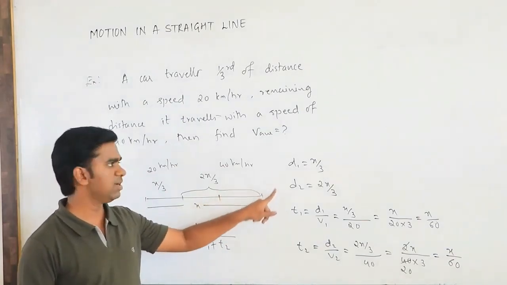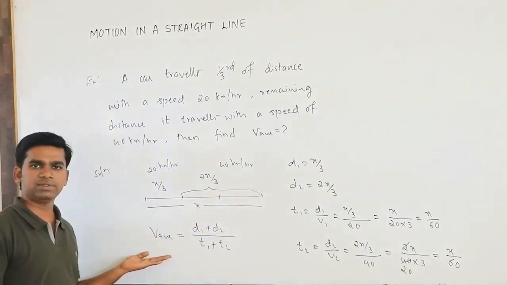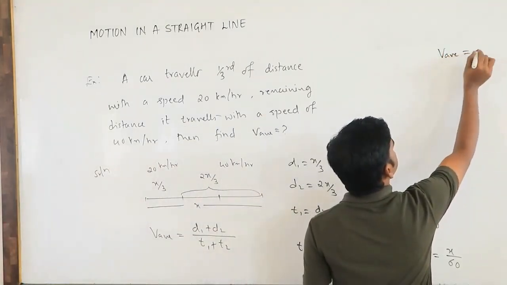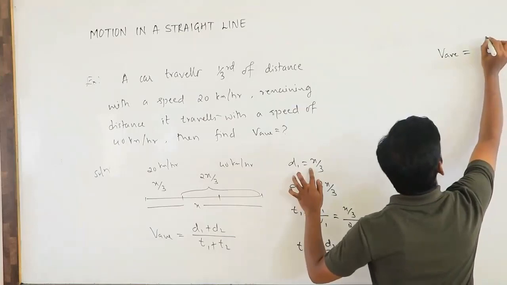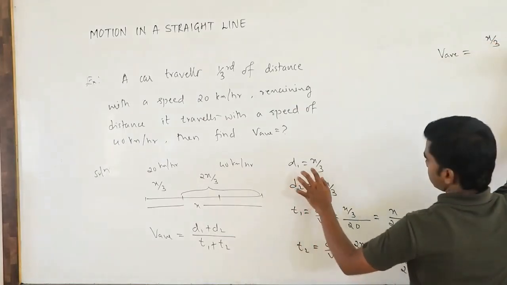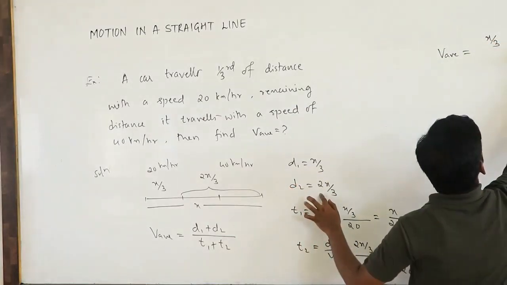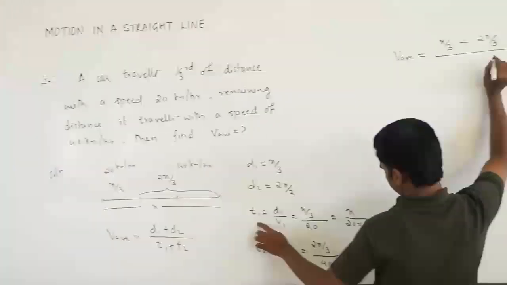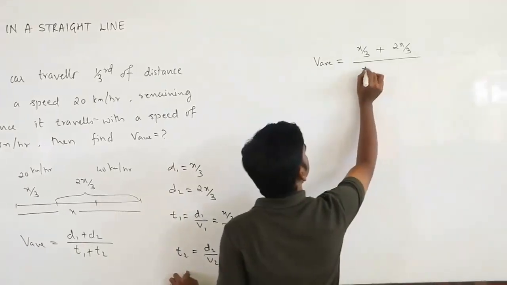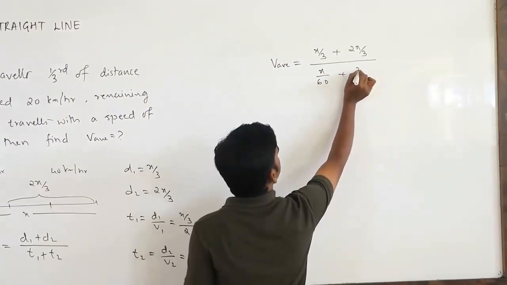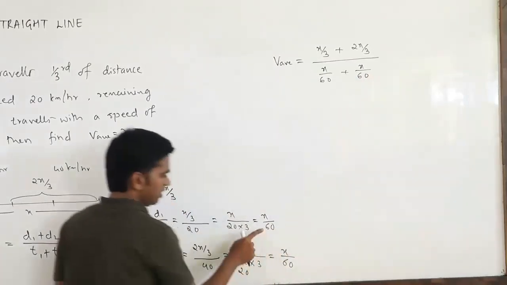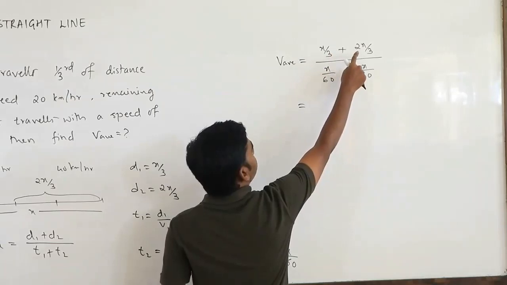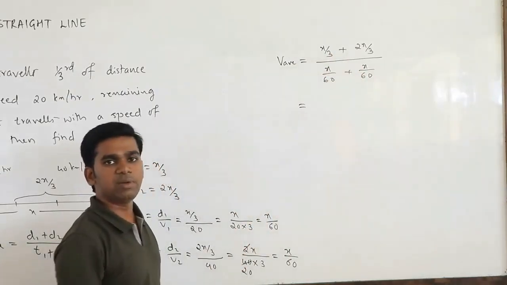You already have D1, D2. Can you calculate V average? So V average is equal to D1, which is x by 3, plus D2, which is 2x by 3, whole divided by T1 and T2. T1 is x by 60 plus T2, again x by 60. So here, x by 3 plus 2x by 3, what will it become?